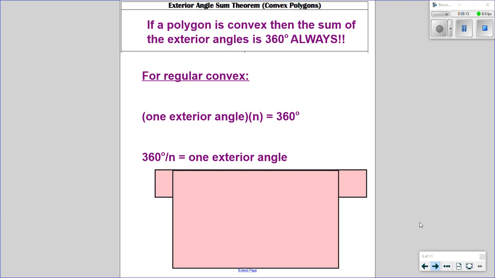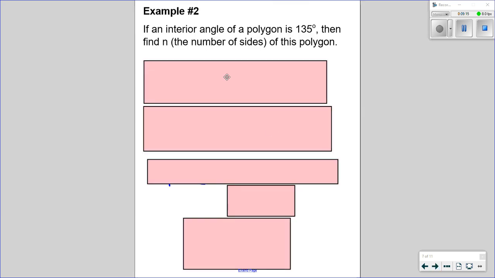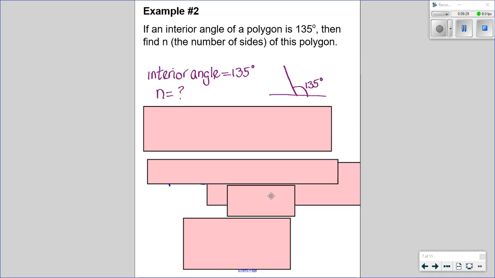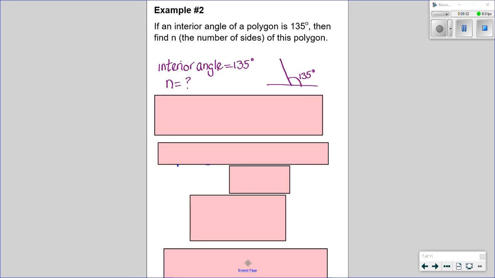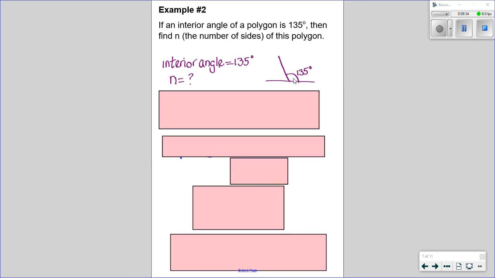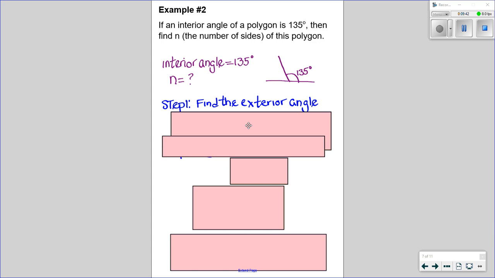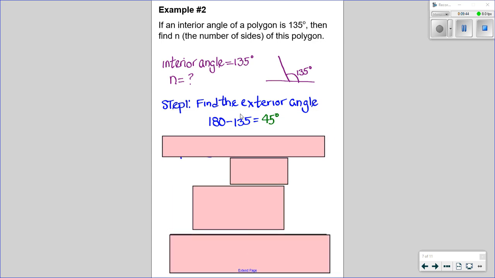So we're going to go and look at another example. For this one, it says if an interior angle of a polygon is 135 degrees, then find n, which is the number of sides of this polygon. So the interior angle of the polygon is 135. So I'll just put what they gave me. And let's say this is the interior of whatever shape this is. It's 135. So I need the exterior angle. What I'm going to do, step 1, find the exterior angle. So that's 180 minus 135 gives me 45.